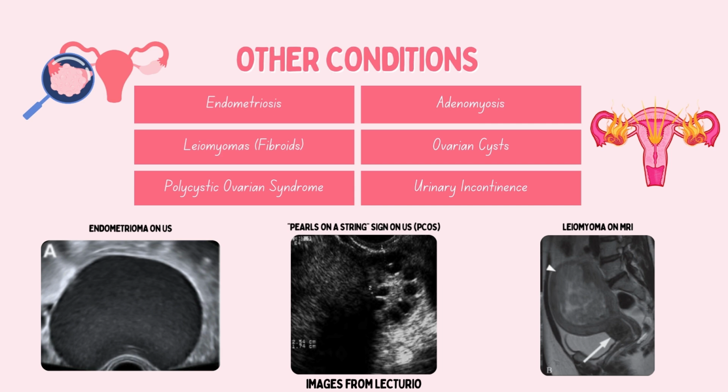Pelvic ultrasound will show bilateral enlarged ovaries and multiple ovarian cysts with a string of pearls appearance, which I have right in the middle there. You can see that image. GnRH agonist stimulation tests demonstrate a rise in serum hydroxyprogesterone.